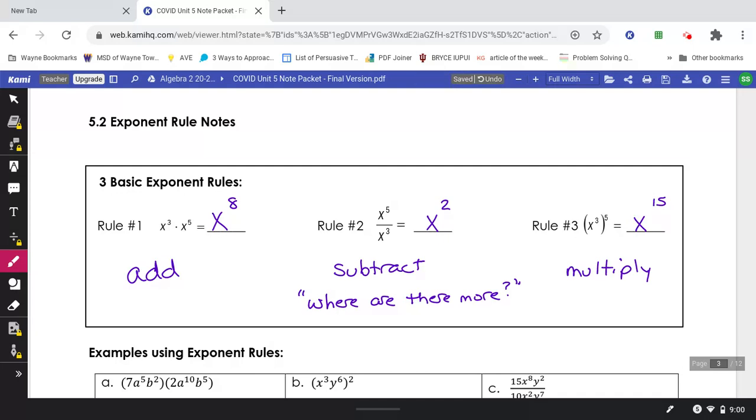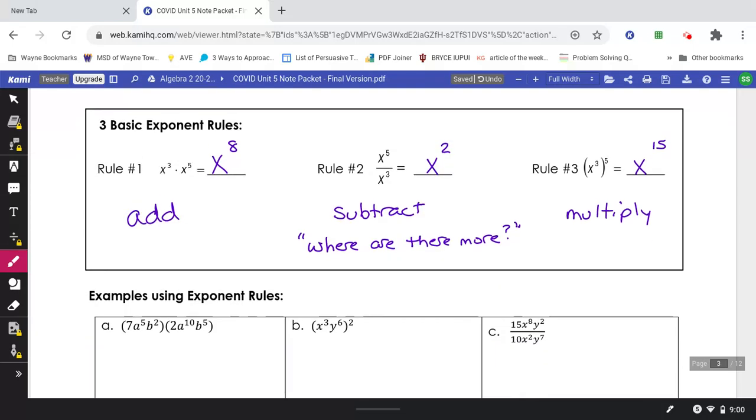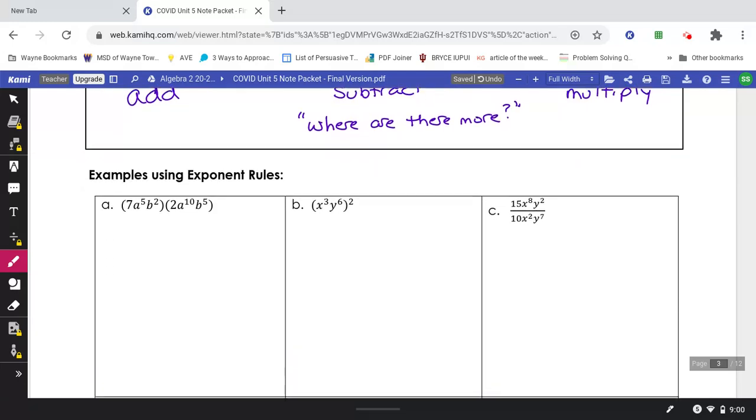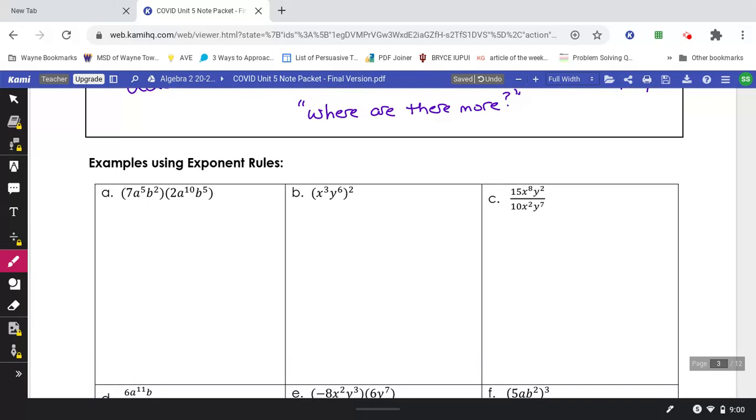All right, so we're going to take those three basic rules and just expand on them, do some more complicated problems. Now, the numbers on each of these are going to work the same way as they always do. So anytime you're multiplying numbers, you just multiply them. Dividing, you just divide or reduce. All right, so example A, you're going to multiply 7 times 2 to make 14.